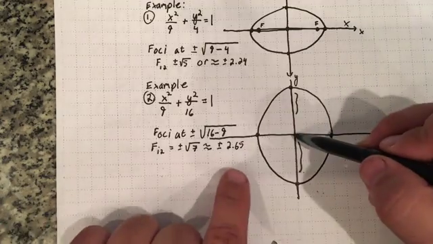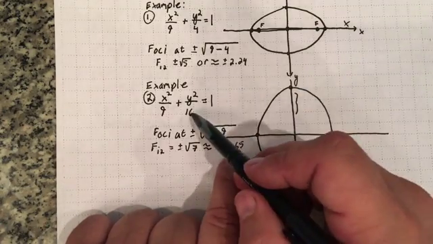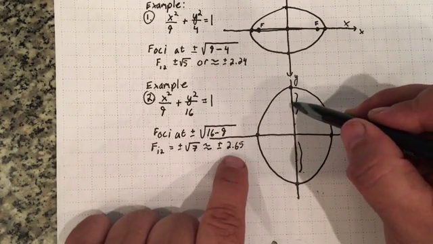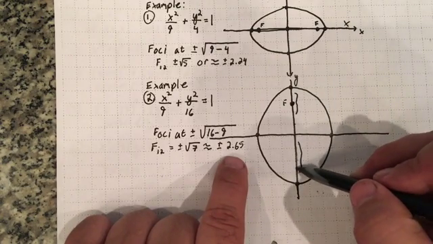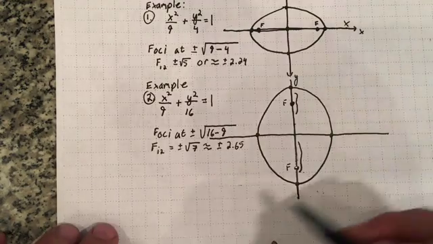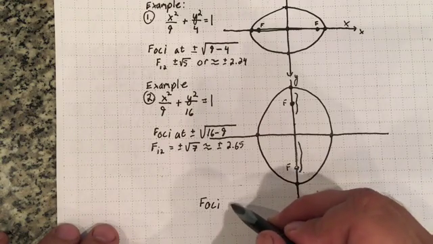Now, remember, I have to do those foci along the vertical, because the major axis is vertical this time, because 16 was associated with y. So I go up 1, 2.65, and that's a focus. And I go down 1, 2.65, and that's another focus. The foci always lie on the major axis. And that's a note that you should take. Foci always.